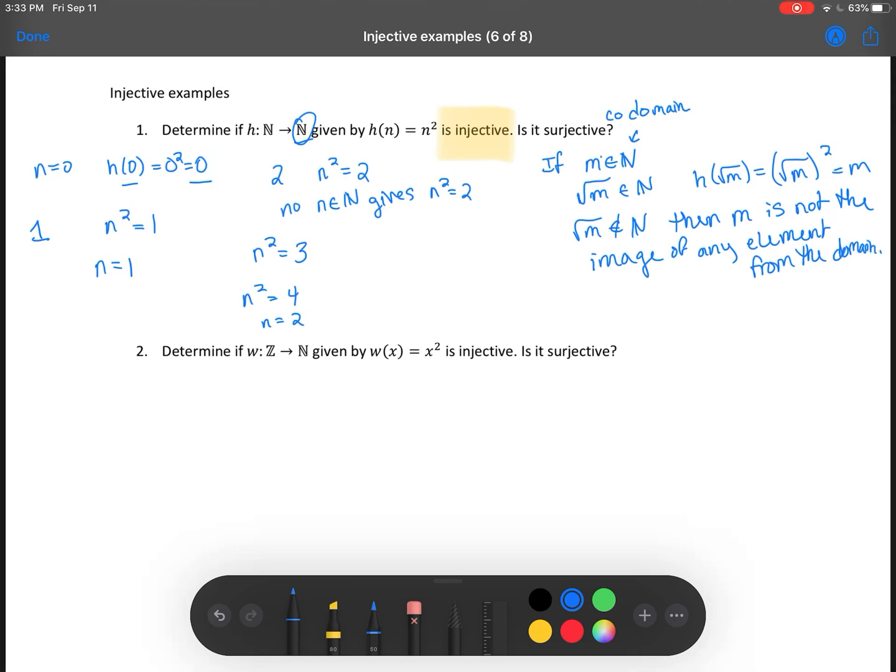Okay, so I guess what I'm trying to say here is we have two cases, right? Either the square root of that number, M, is a natural number, in which case the square root of M is the only one in the domain whose image is M, or M doesn't have any elements in the domain that get sent to it. Or in other words, it's not the output of any numbers from our domain. So from that we can conclude that H is actually surjective.